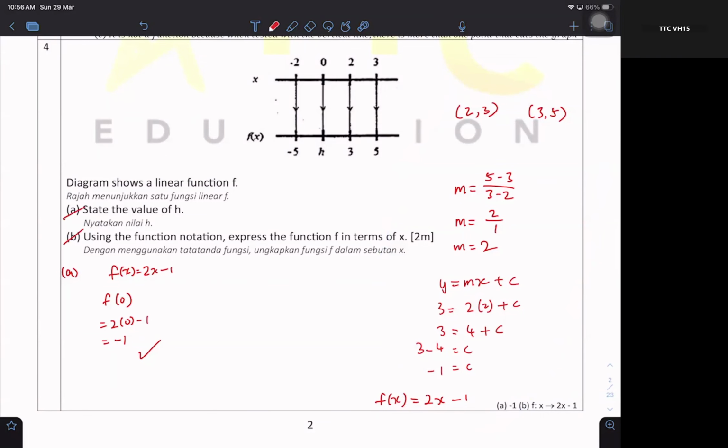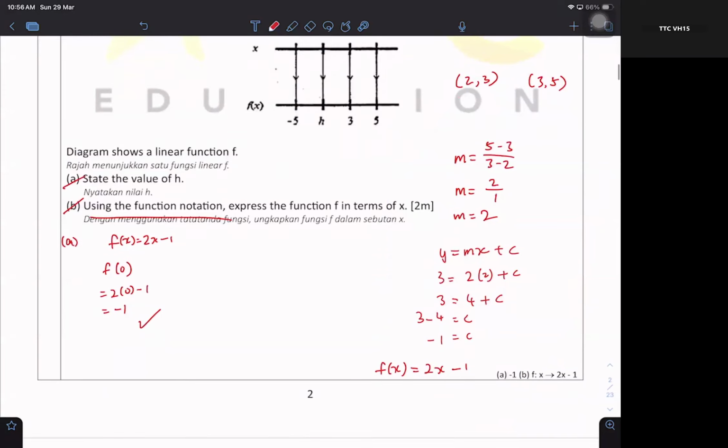Question B, using function notation. Now, function notation is what? Function notation is this one. This is function notation. Just like that.